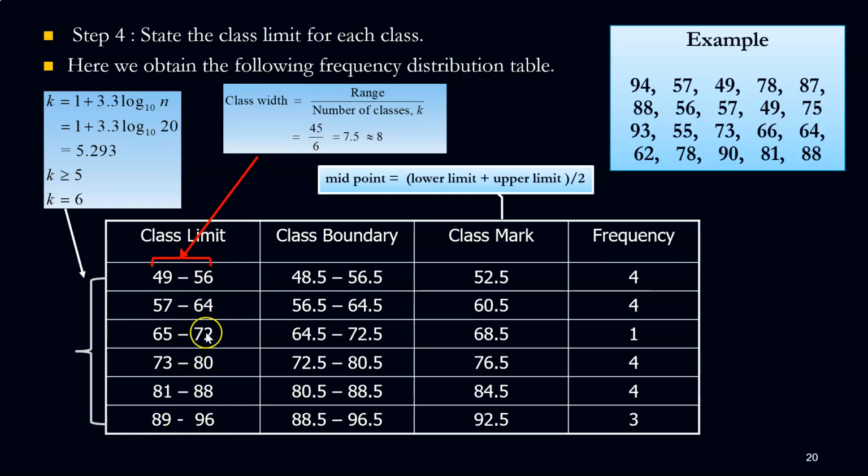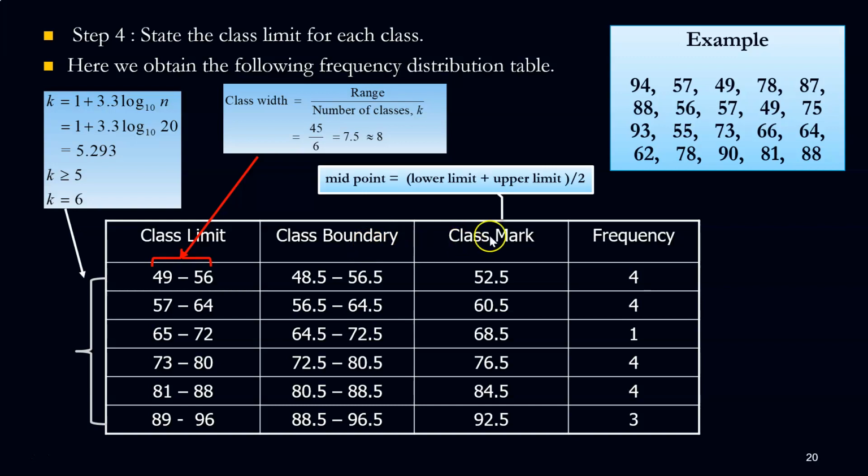Okay. And then you have class boundary. Apa maksud class boundary tadi? Class boundary adalah you plus or minus 0.5 from your limit. Dekat sini you have 49. So 49 minus 0.5, you have 48.5. Untuk upper limit, 56 plus 0.5. So you get 56.5. Okay. That is class boundary. Boundary ni ingat, kalau boundary dia kena tambah atau tolak 0.5.